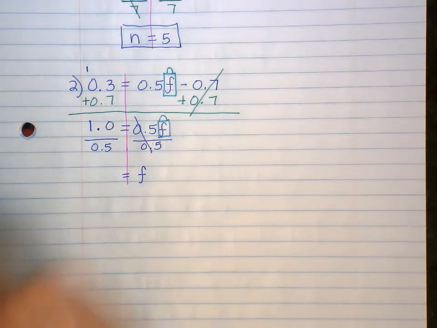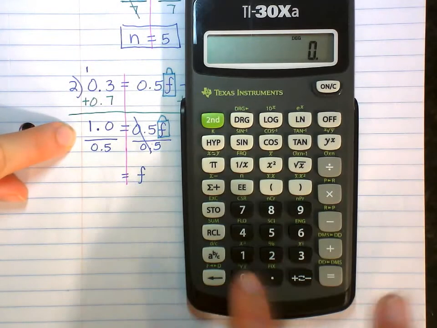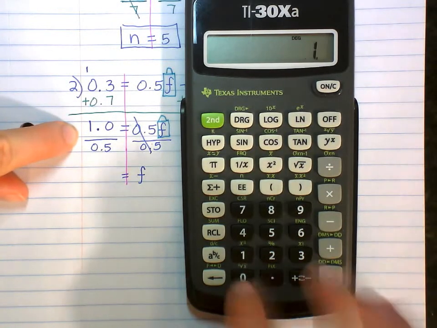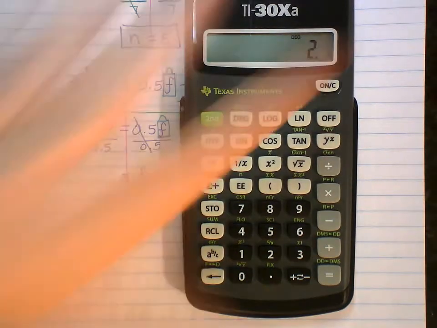1 divided by 0.5, you can do it in your calculator, but if you break 1 in half, so 1 divided by 0.5, 2 halves, so 2.